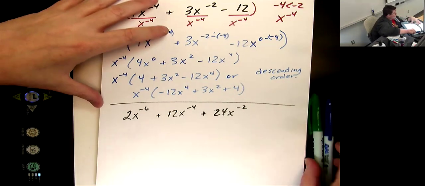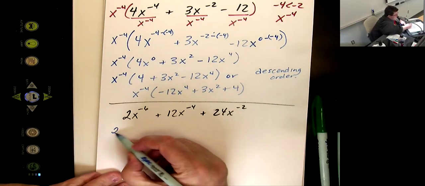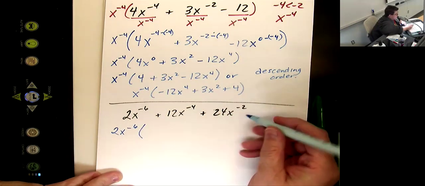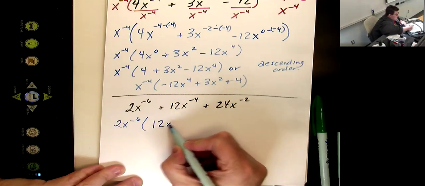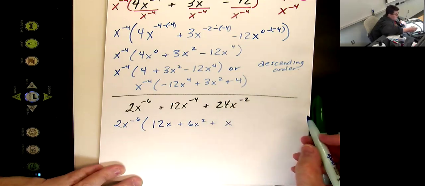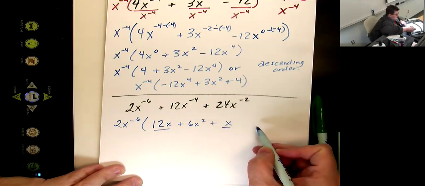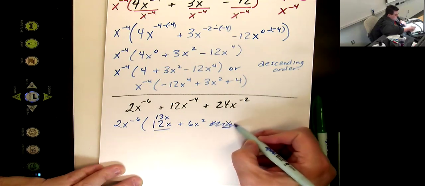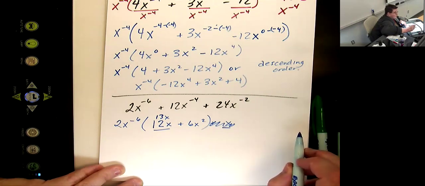Anyone got an answer for what's left after we factor out 2x minus 6? Yeah. And what'd you get? I got 12x plus 6x squared plus x. Well, these would add together, right? So that would be like 13x. Right? Anyone else get that? What'd you get, Lauren or Sarah?